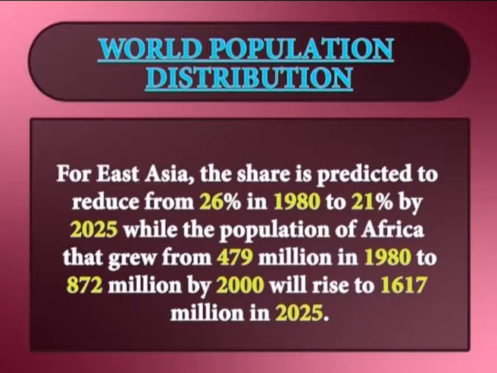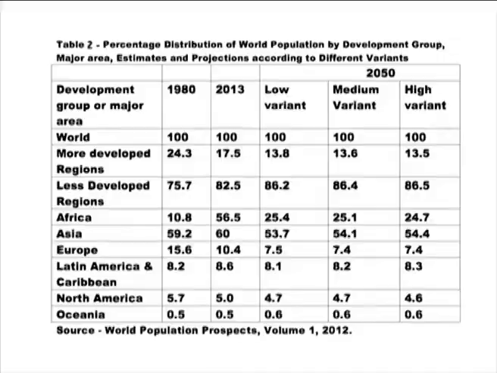While the population of Africa that grew from 479 million in 1980 to 872 million by 2000 will rise to 1,617 million in 2025. In this scenario, it will account for 20% of the world population.